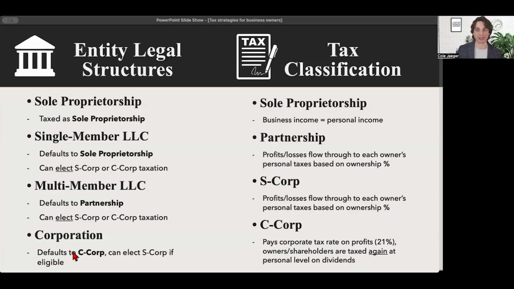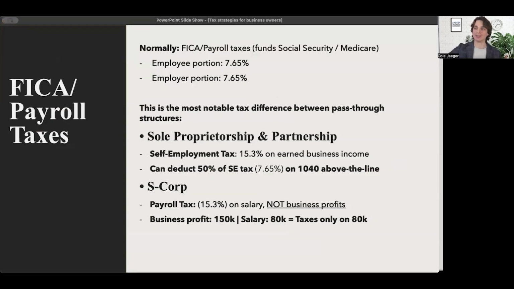Corporations are taxed as C Corps by default, though they can elect to be S Corps if eligible. C Corps are really if you want to have shareholders and you're trying to raise capital. They're taxed at the corporate tax rate of 21%, and shareholders are taxed again on their personal taxes on their dividends. So in a way, they're double taxed. We're going to be focusing much more on these pass-through businesses here, as that's most small businesses, and it's good to know the difference.